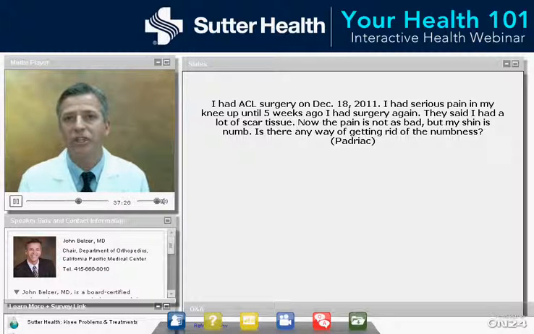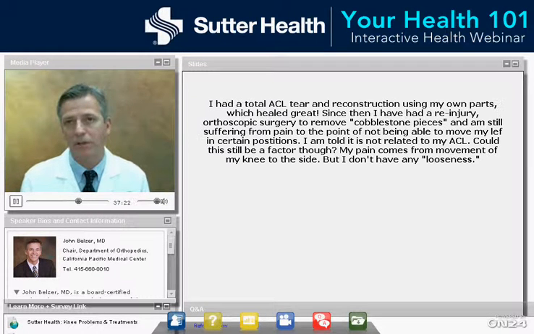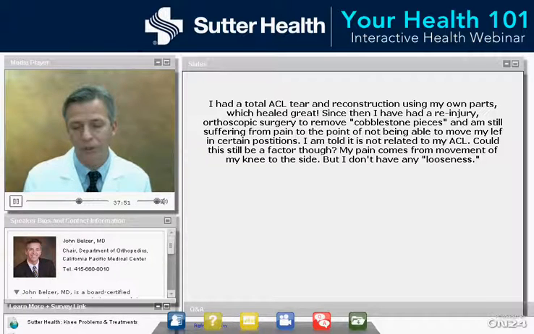I had a total ACL tear and reconstruction using my own parts, assuming patella tendon or hamstring as we talked about, which healed great. Since then, I've had a re-injury, arthroscopic surgery to remove cobblestone pieces, and I'm still suffering from pain to the point of not being able to move my left knee in certain positions. I'm told it is not related to my ACL. Could this still be a factor, though? My pain comes from movement of my knee to the side, but I don't have any looseness. So this is still the problem with ACL surgery.